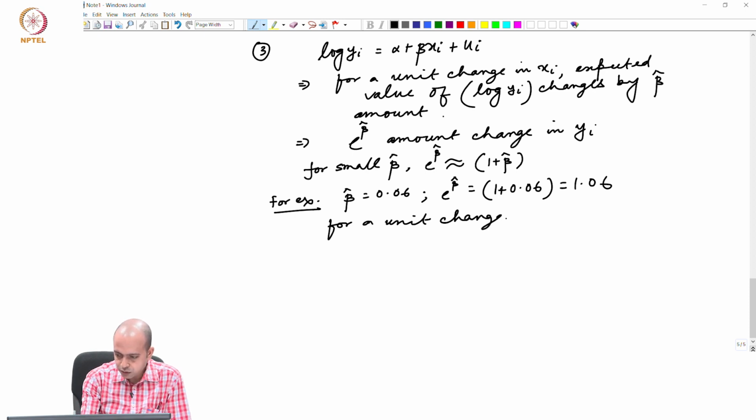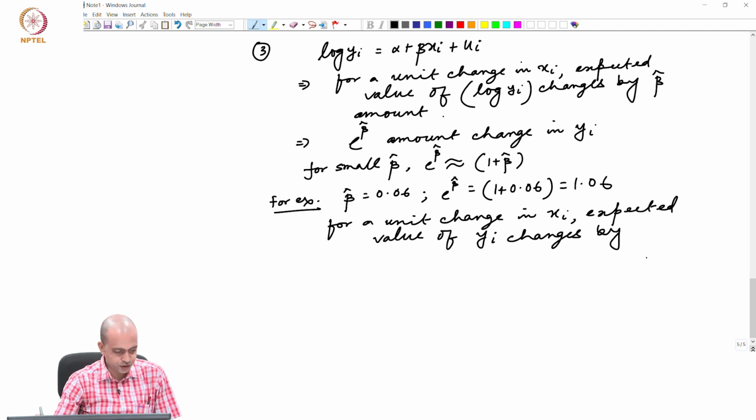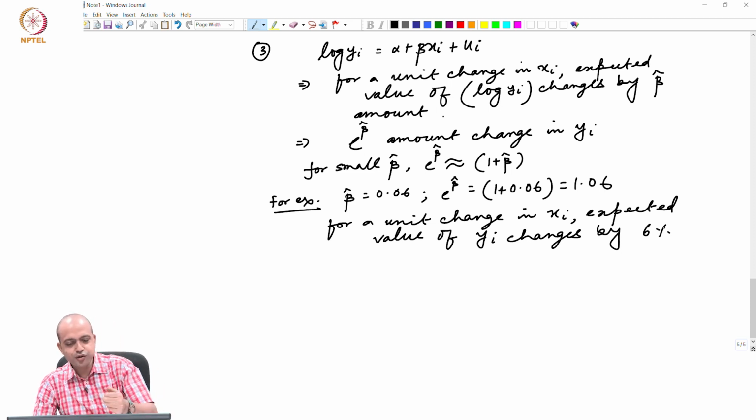change in xi, the expected value of yi changes by 6%. So, when beta hat equals 0.06 in this type of model, when you estimate a log-linear model, when xi changes by 1 unit, then your yi will change by 6%.